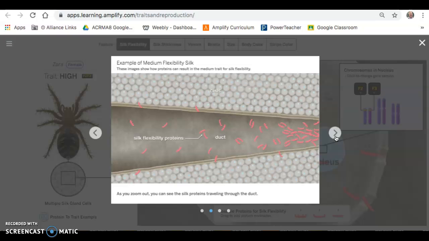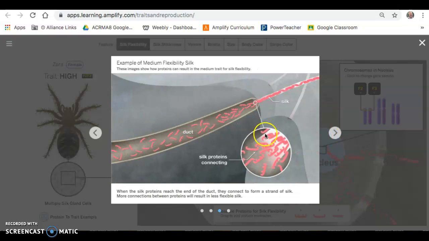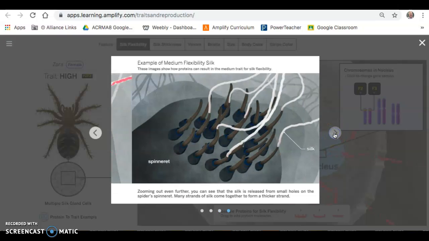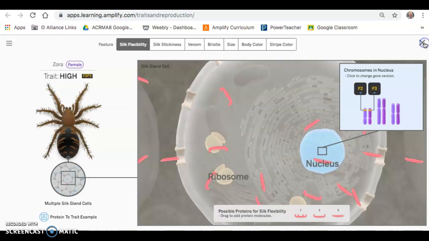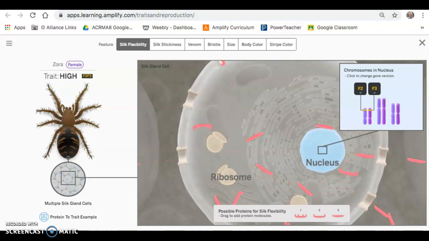It explains how the proteins actually make the spider's silk. So you can see here in the spider, the proteins are actually connecting, and that's what the silk is made of. It's just the proteins connected together. Right. So go ahead and complete part 1. Good luck.